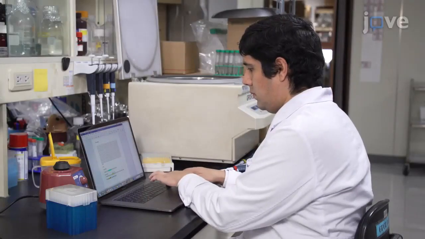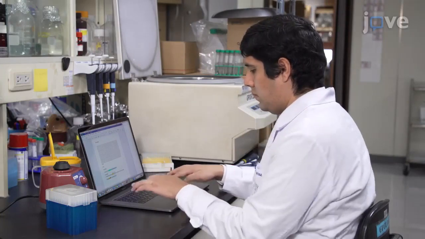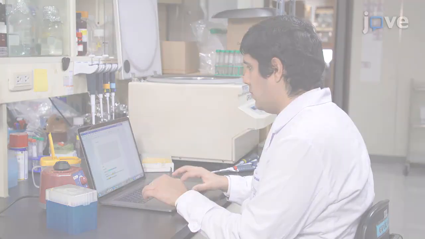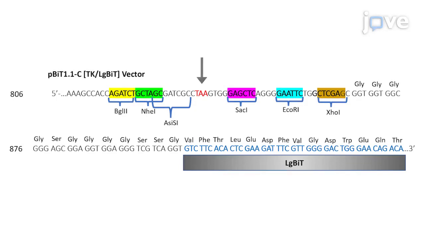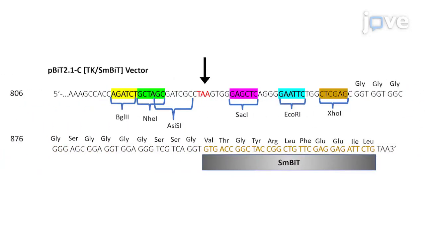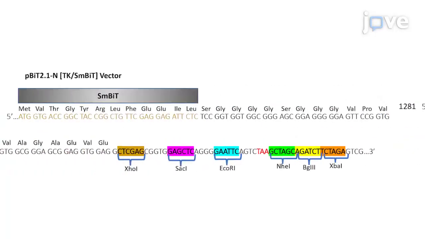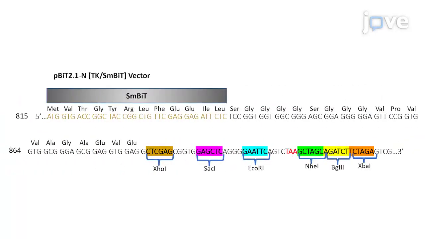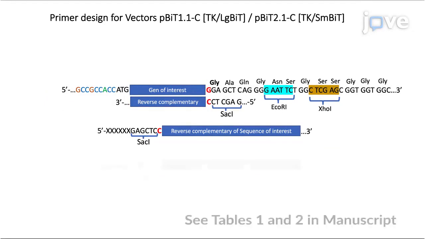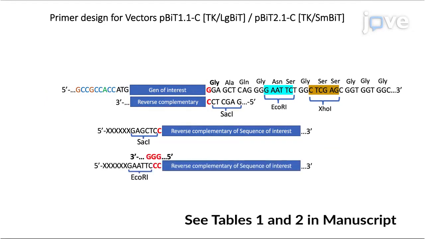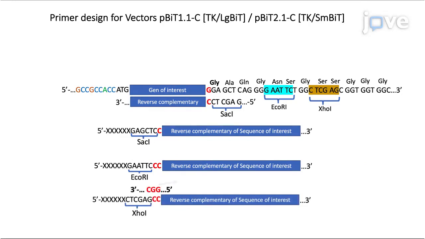Begin by designing primers to introduce genes of interest to the p-bit vectors. Due to the in-frame stop codon that divides the multi-cloning site, select at least one of the 3 sites as one of the 2 unique restriction enzymes needed for directional cloning. Refer to the manuscript for nucleotide sequences to encode the linker residues and incorporate them into the primers.